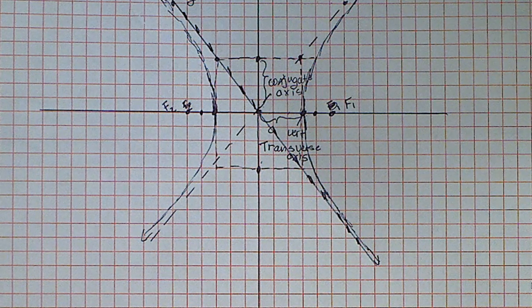Okay. So the box is here to show you where the transverse and the conjugate axis are. The box also helps you draw in the asymptotes, because this corner of the box and this corner of the box are going to be points on the 2 asymptotes. This part of the box is the vertex of this half of the hyperbola, and this part of the box is the vertex of the other part of the hyperbola.